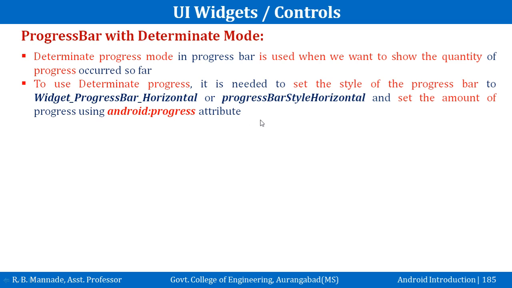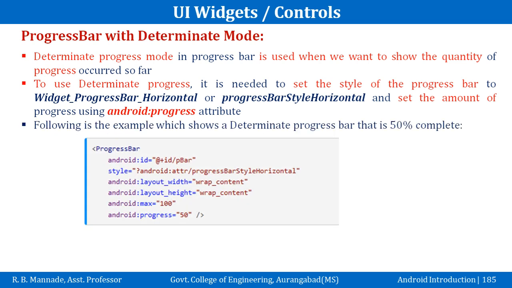It may be 0, or the value of the progress attribute will be a value between 0 and the max value of that particular progress bar, but it should be an integer value, right? So this is a typical snapshot which shows you how to define a determinate progress bar. In this case, 50% progress is already completed in this particular progress bar.